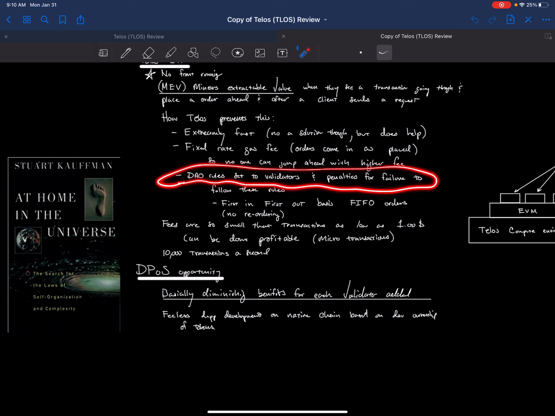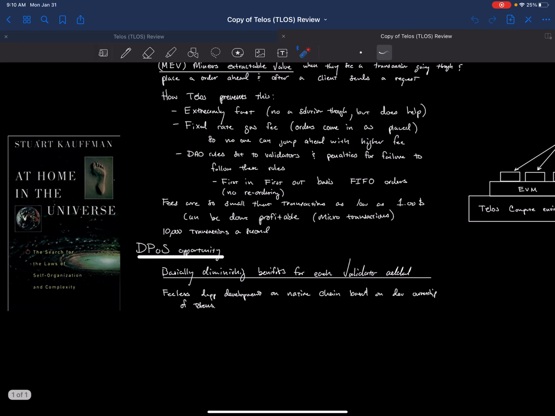And they also have DAO rule sets for validators, and there are penalties for failure to follow these rules. So that's what gives it the first in, first out orders. Another thing that is valuable about Telos's Ethereum virtual machine is that fees are so small that transactions as low as $1 can be profitable.